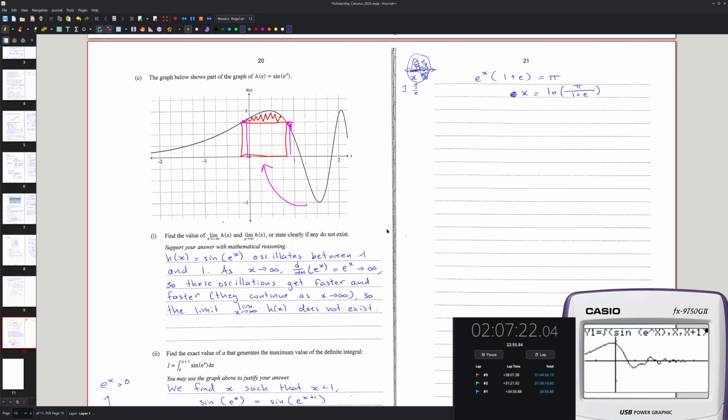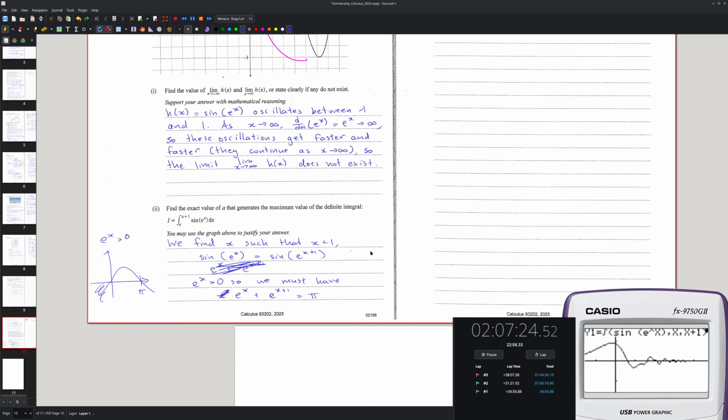So x is natural log of pi over 1 plus e. Okay, and then now I have to write like 2 pages about why this is actually real.